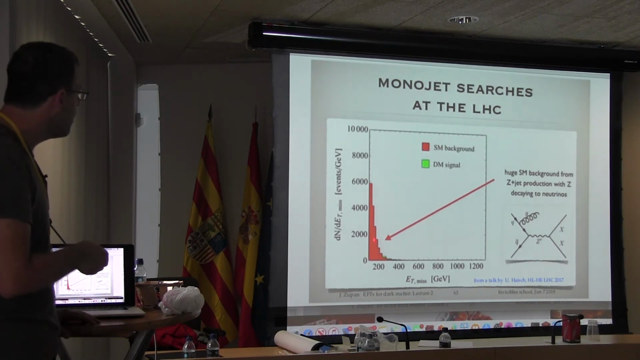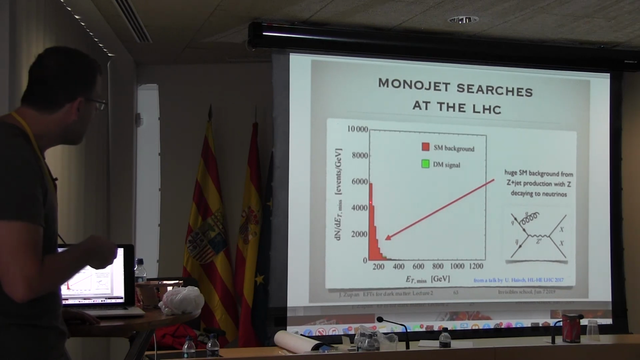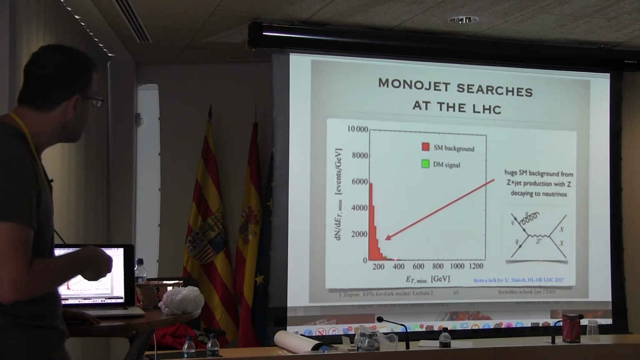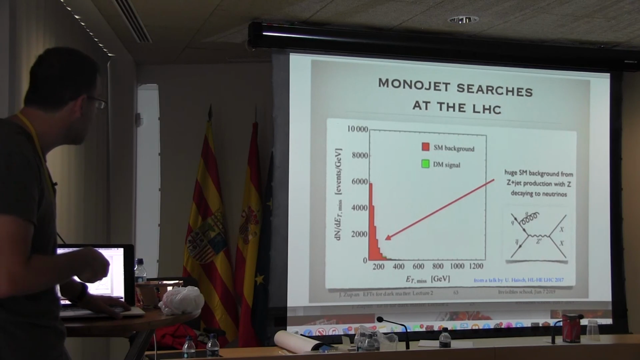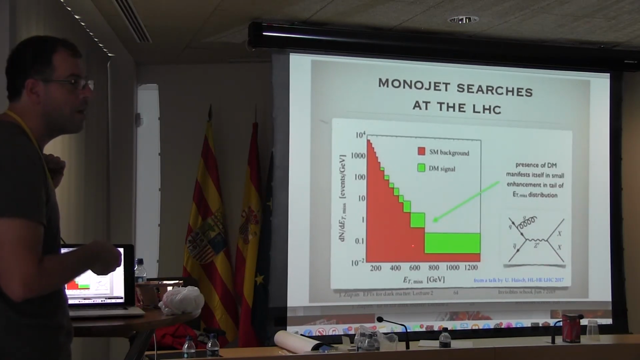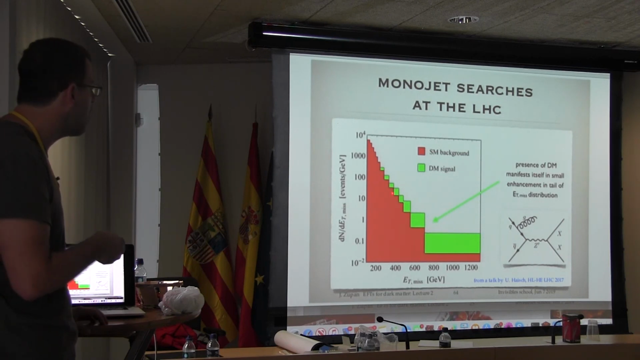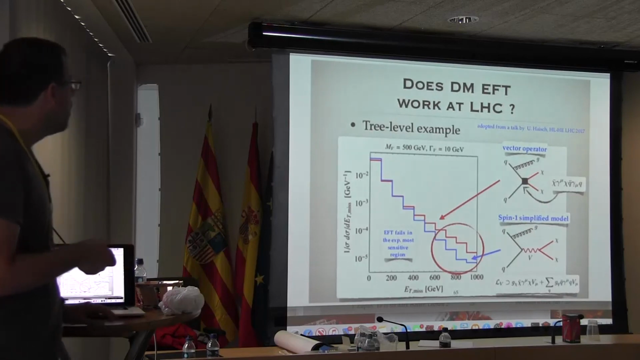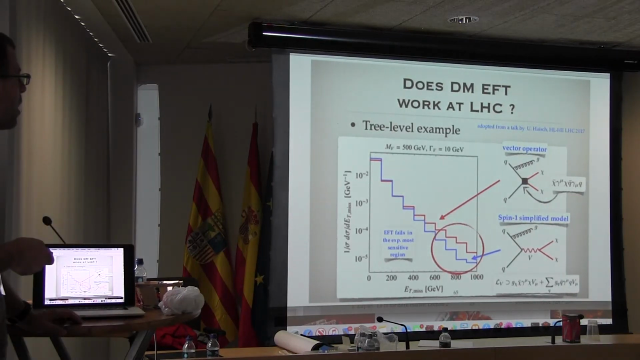So this is a different plot than you usually see. It's not a log-log plot, but it's a linear plot. This is the background coming from the Z to neutrinos, and you want to see this deviation at the very tail. It's always the tail. So this is the usual thing. Now this signal from the linear plot looks huge. Now the question is, does dark matter EFT work at the LHC?